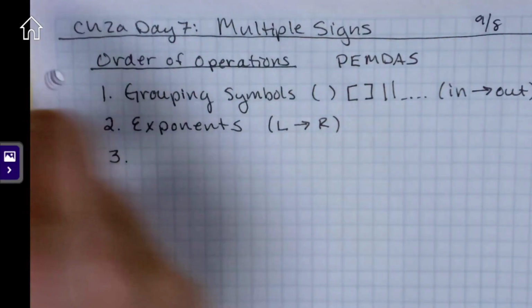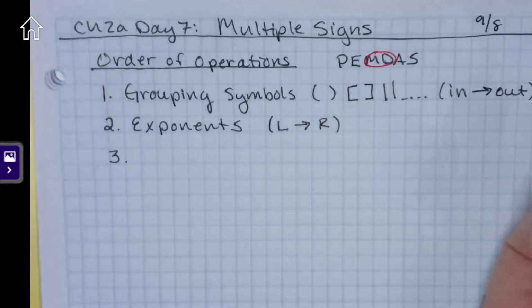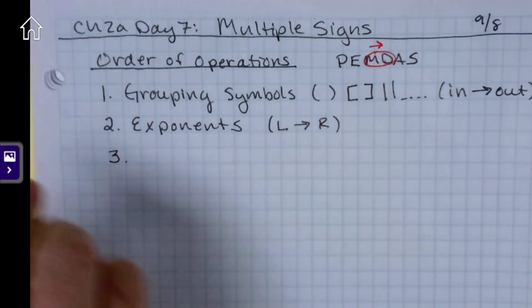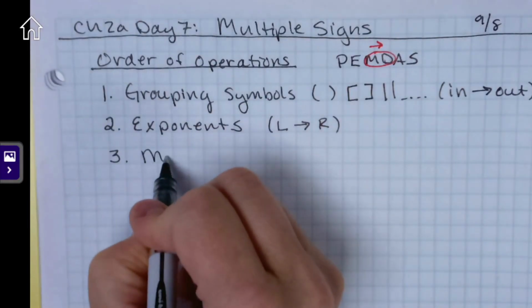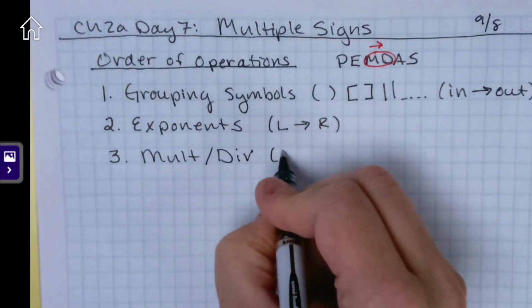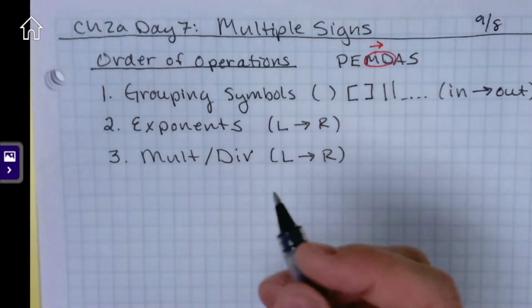All right, here's where PEMDAS is a bit deceiving. Multiply and divide is the same step. You don't multiply everything and then divide everything. You multiply or divide from left to right. So the third step is the multiply, divide step from left to right. So it could be multiply, divide, divide, multiply, divide, multiply, divide, multiply. It's whatever you hit first.